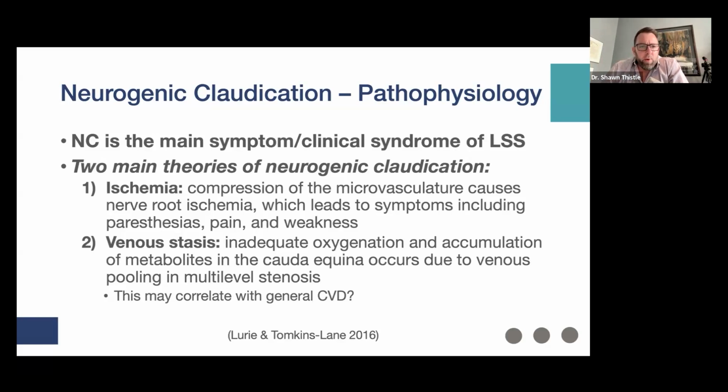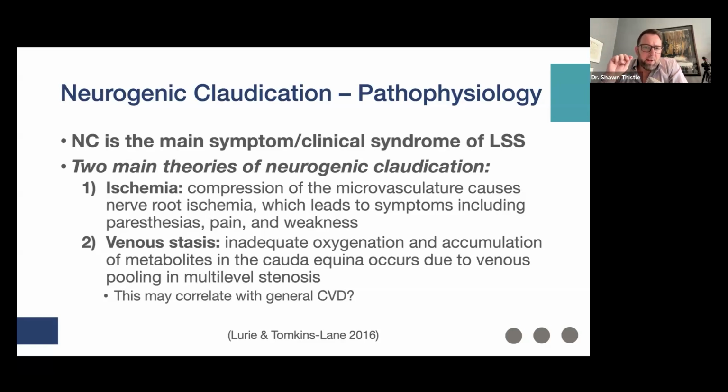Our best answer about what happens in neurogenic claudication boils down to two different theories. The first one is ischemia, which results in compression of the microvasculature around the spinal cord and the nerve roots, which causes nerve root ischemia, which leads to symptoms including that leg paresthesia, the leg pain, unilateral or bilateral. We'll cover that in a moment. Weakness, fatigue with walking or activity, and so on.